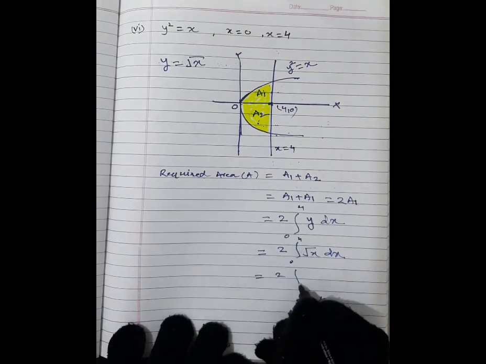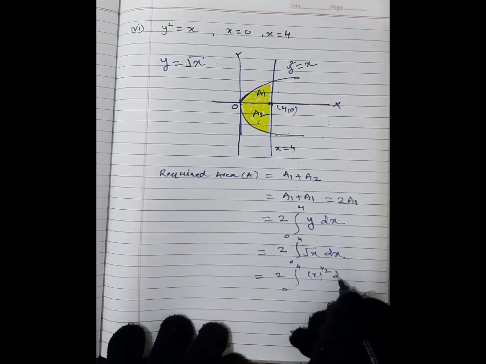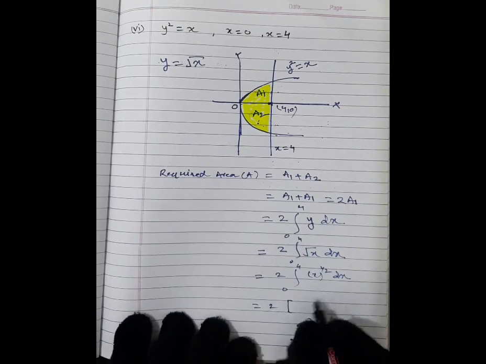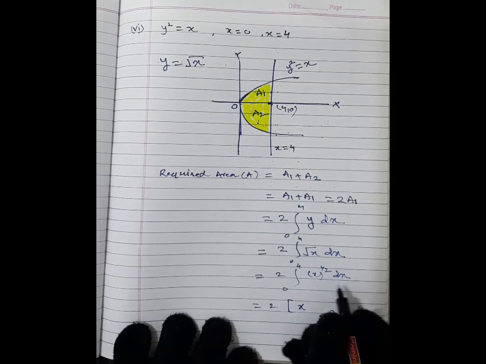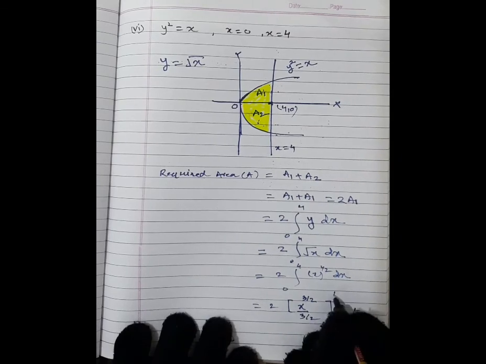Students, root x we can write as x raised to 1 upon 2 dx. And what is the integration of x raised to 1 upon 2? X raised to 1 upon 2 is 1 upon 2 plus 1, which is 3 by 2, upon 3 by 2. What is the limit? 0 to 4.